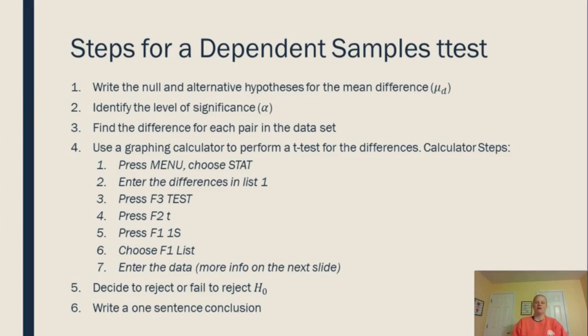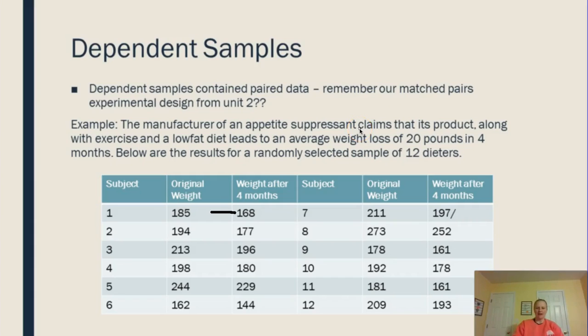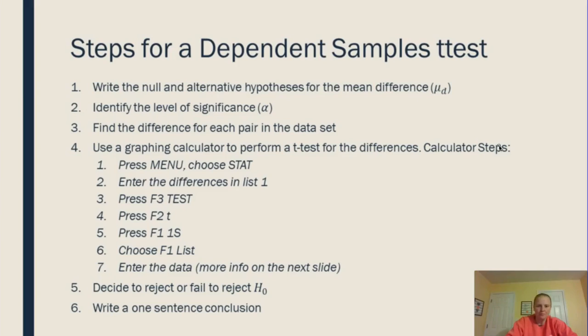Okay, so here are the steps. All right, should look very familiar to you by now. Write the null and alternative hypothesis, identify the level of significance, which is given to you in the problem. Here's where it's a little bit different. We're going to find the difference for each pair in the data set. So if I looked at my dieters, I'm going to go through and find the difference. How much weight did person 1 lose? Subject 2, subject 3, subject 4. I'm going to find the difference for each person or subject in my sample.